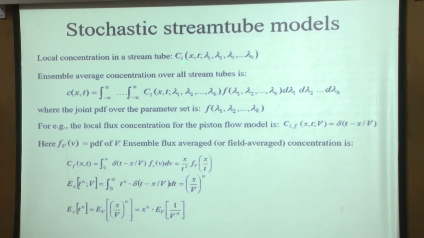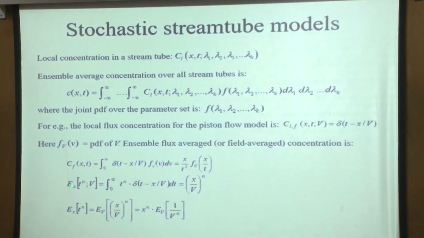If my local model is not very complicated, it's simply a piston flow model. That means at that location, all solute particles are moving with a velocity v. But this velocity v is changing from one stream tube to the next, from one location to the next. It has a distribution over the field. So it's random, and f sub v, let's say, is its PDF. Then c sub f is given by this. And again, by a transformation, I can essentially write it in this form. So the flux concentration is in terms of the distribution of the velocity.